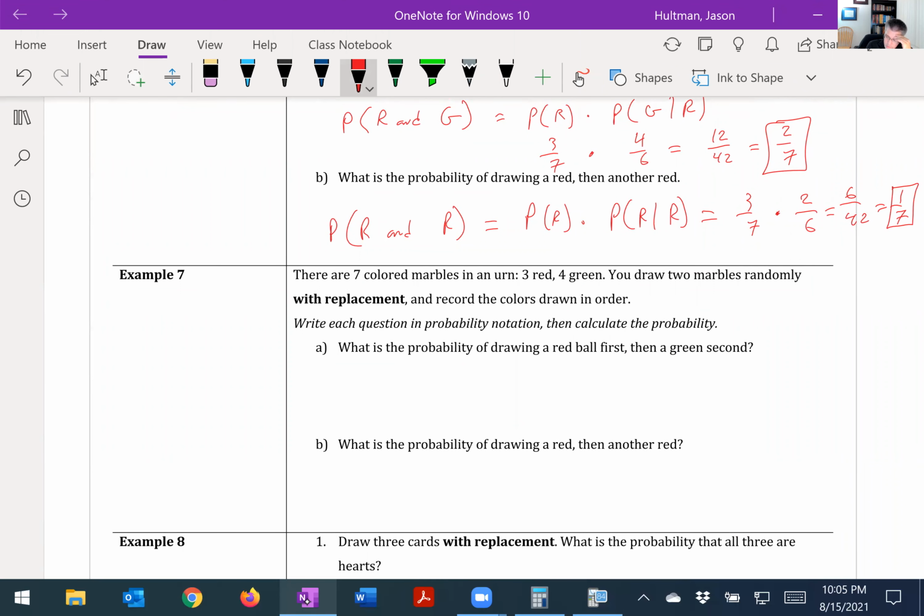Okay, there are 7 colored marbles in an urn. 3 are red, 4 are green. You draw 2 marbles randomly with replacement. Now we put it back. Okay, now we're putting it back. What is the probability of drawing a red ball first?